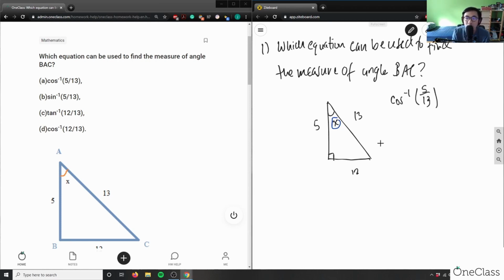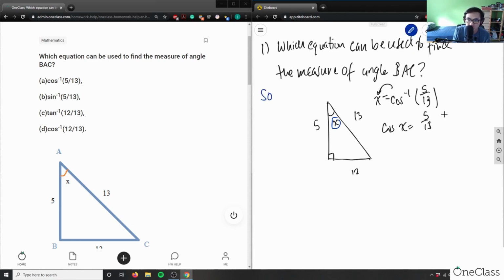This is inverse cos of 5/13, which means x equals the inverse of cos of 5/13. If I took cos and put it back on the left side, I would get cos x equals 5/13, right? And we know our trigonometric ratios here.